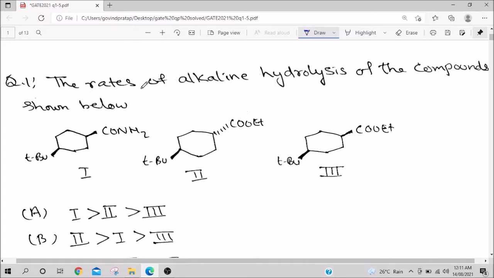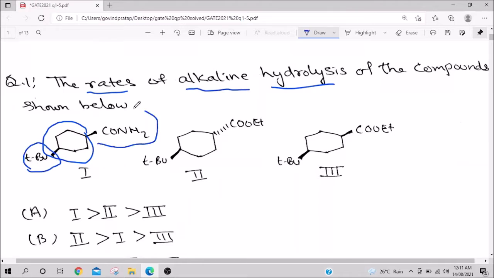So, the first question says the rate of alkaline hydrolysis, alkaline means in base you are hydrolyzing, for the compound. They are asking which will react faster, which will hydrolyze fastest, which will be slowest and which will come in between. So, what you are going to hydrolyze here, this is a cyclohexane, tertiary butyl is just an alkyl group, and this is the functional group which will get hydrolyzed. So, amide you are hydrolyzing, ester you are hydrolyzing and again ester you are hydrolyzing. It is asking the rate of the reaction.